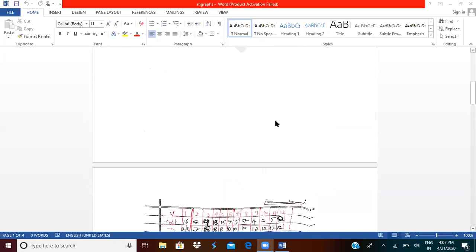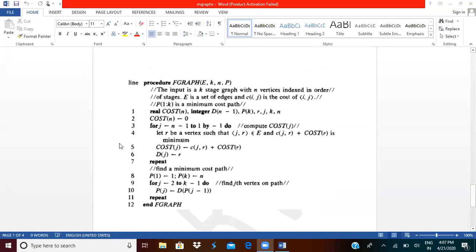So if I go to the algorithm, you can see j varying from n minus 1 to 1 and decrement by 1. Compute cost of j. So what we will do here? Let r be a vertex such that j comma r belongs to E and C of j comma r.